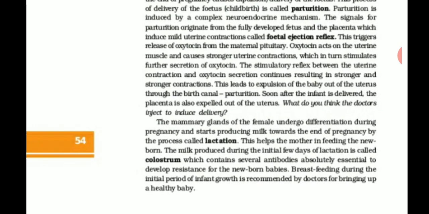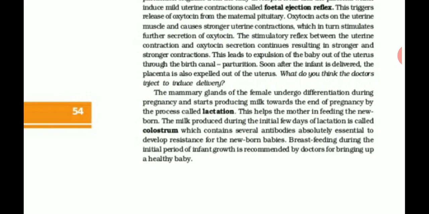The stimulatory reflex between the uterine contraction and oxytocin secretion continues, resulting in a stronger and stronger contraction. This leads to expulsion of the baby out of the uterus through the birth canal. Parturition. So soon after the infant is delivered, the placenta is also expelled out of the uterus. What do you think the doctors inject to induce delivery?